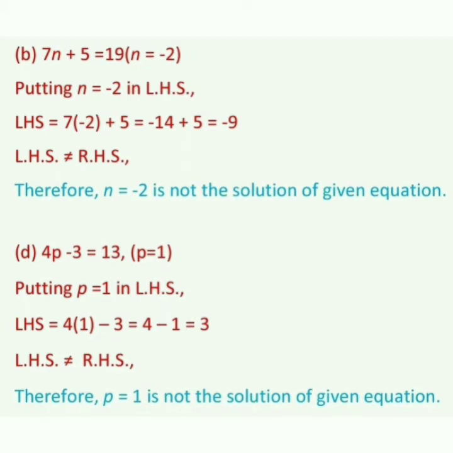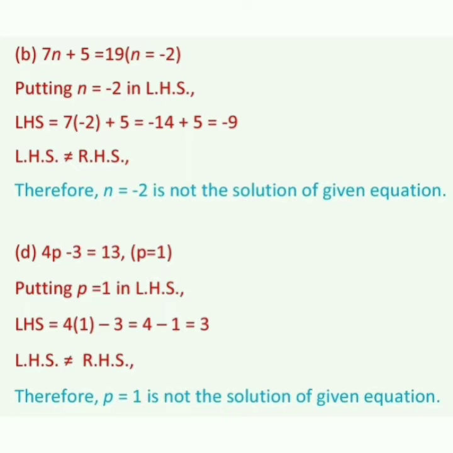Now sum number 2b. 7n plus 5 is equal to 19 and value of n is equal to minus 2. So putting n is equal to minus 2 in left hand side, therefore left hand side is equal to 7 into minus 2 plus 5 is equal to minus 14 plus 5 is equal to minus 9. Therefore, left hand side is not equal to right hand side. Therefore, n is equal to minus 2 is not the solution of the given equation.